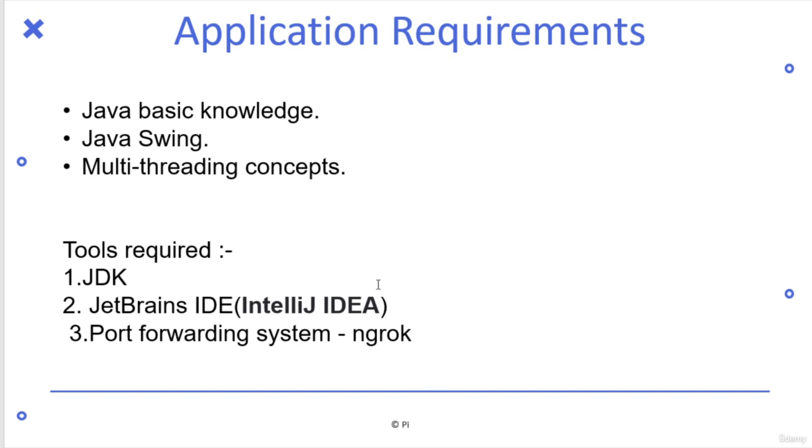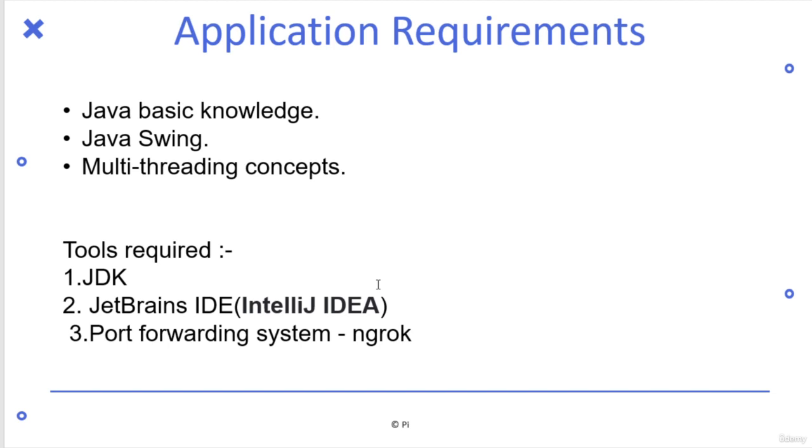Second is a JetBrains IDE. I'm going to use IntelliJ IDE here. You can use the Community version, or if you want, you can download the Ultimate version also. For student purposes, the Ultimate version is free. The port forwarding system I'm going to use here is ngrok. So these are the tools required, the basic tools.